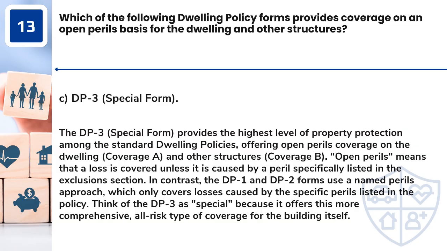section. In contrast, the DP1 and DP2 forms use a named perils approach, which only covers losses caused by the specific perils listed in the policy. Think of the DP3 as special because it offers this more comprehensive, all-risk type of coverage for the building itself.